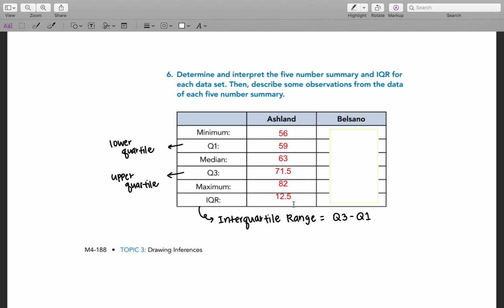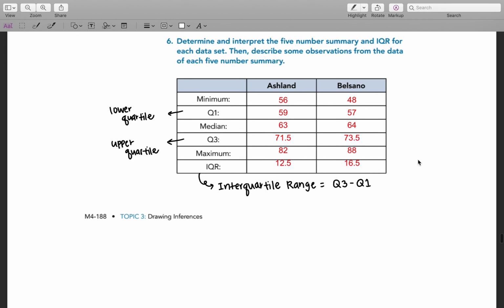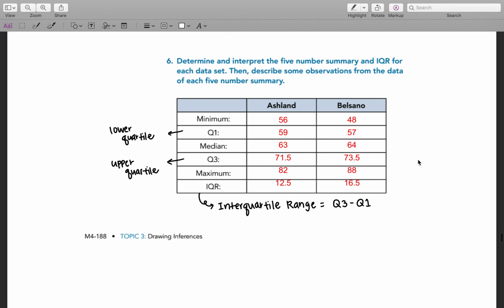Okay, so go ahead and do the same for Bolzano. You should have gotten this for Bolzano. Okay, same way as you would do for Ashland.